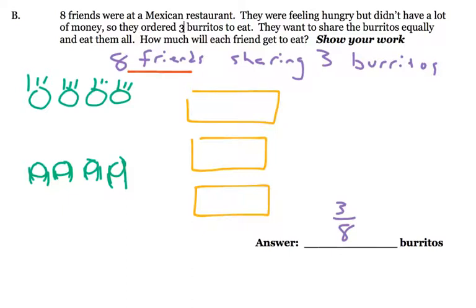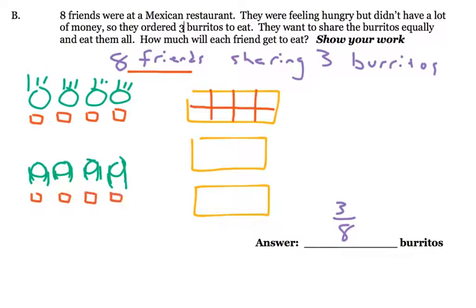So I see that we need to share each burrito with 8 friends, so why not take one of the burritos and break it up into exactly 8 pieces. Once you've done that, you can give each of those friends one of those pieces.